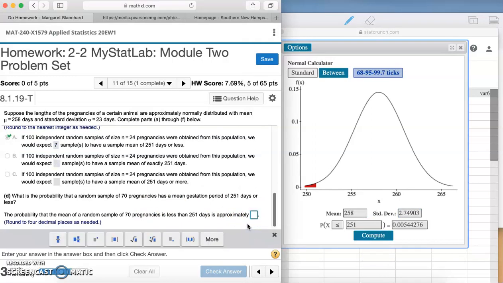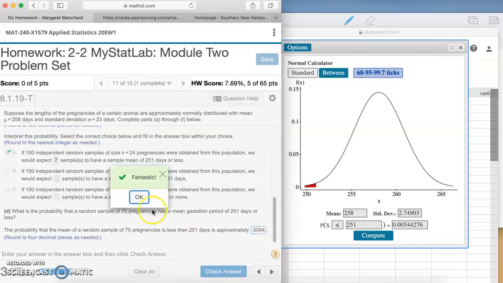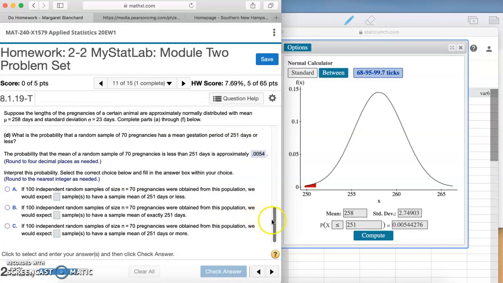Again, much more of your data is going to be around the mean at this point because our standard deviation is so low. So we would expect those tails to be very small. We expect this probability to go down and down. All right, so we're going to put in 0.0054. Check answer. Fantastic.